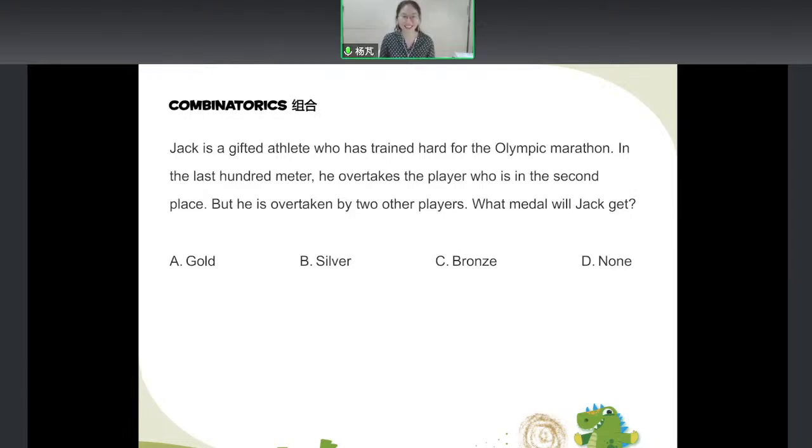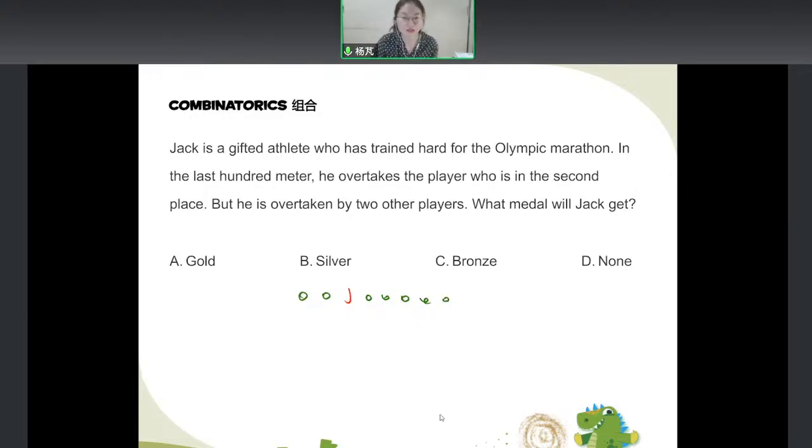Correct. I see the right answer. But someone says C. All right. Let's check together. Here it says, Jack is in this competition. And what happened? In the last 100 meters, he overtook the player who is in the second place. So in the beginning, before he takes over, there must be 2 people in front of Jack, right? And this is the person who is in the second place. He will take over in the last moment. So maybe a lot of people are behind Jack.